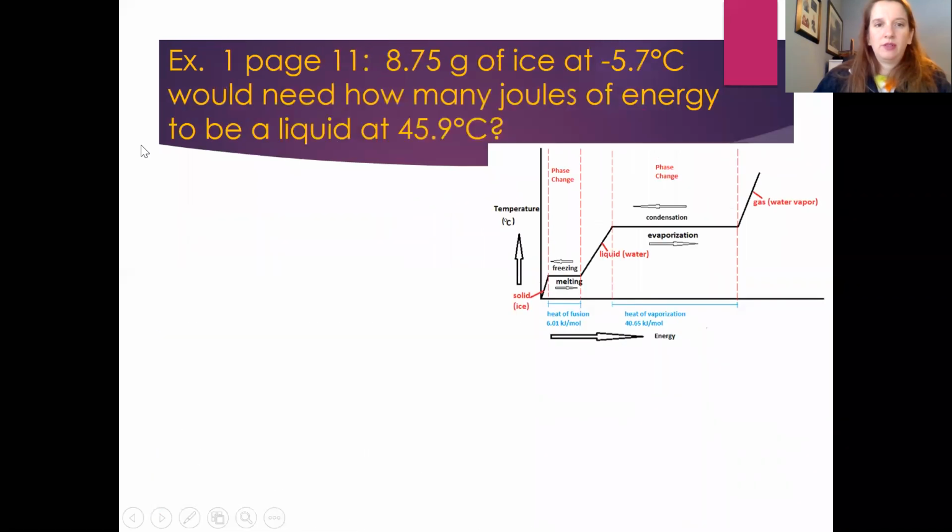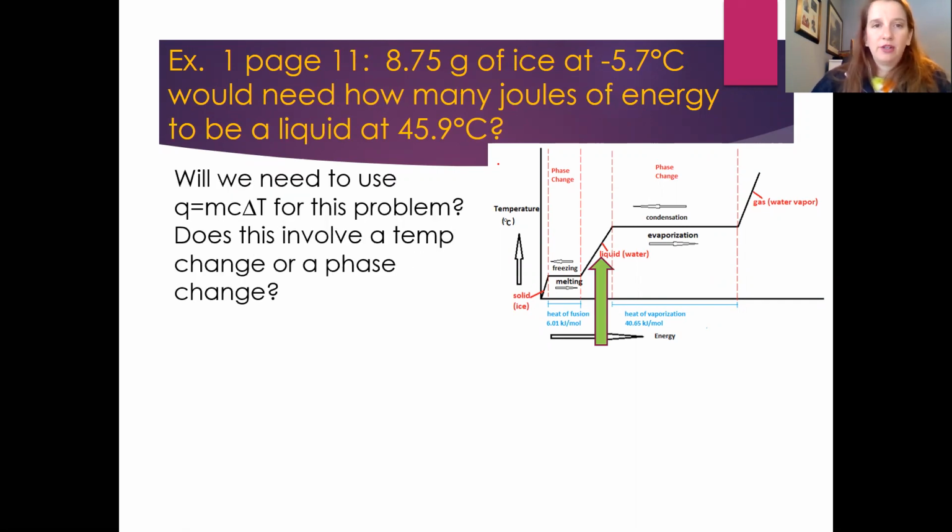Let me just pop all of this up. Okay, so this one is going to go on page 11. The next page, this is your first problem that you'll have to do on your own, but we're just going to walk this through. This one says 8.75 grams of ice at negative 5.7 degrees Celsius would need how many joules of energy to be a liquid at 45.9 degrees? Like I said, make a little arrow of where you're starting from and where you're going. There's only one arrow here, so let me draw in another arrow.